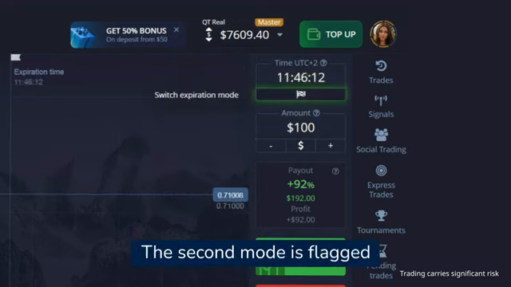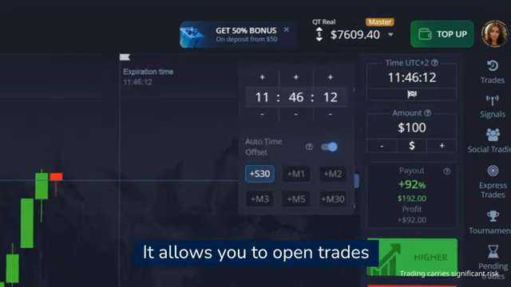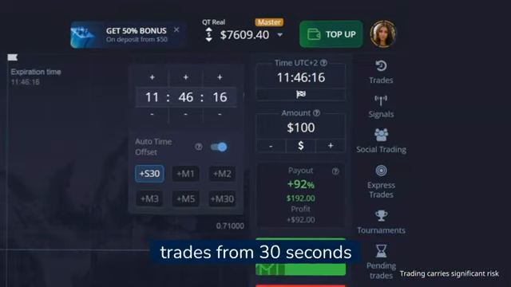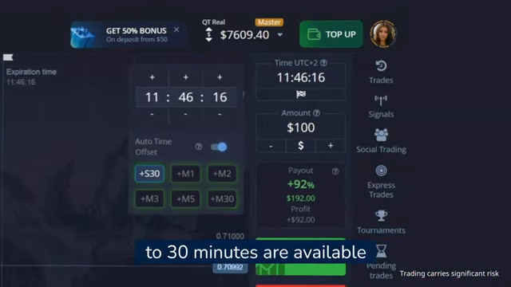The second mode is flagged. It allows you to open trades with predetermined expiration time. In this mode, trades from 30 seconds to 30 minutes are available.